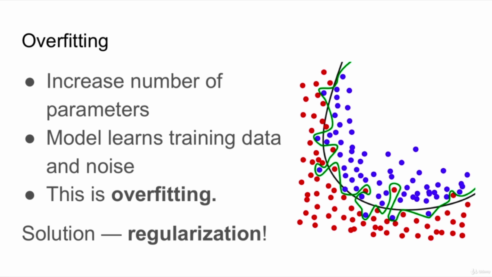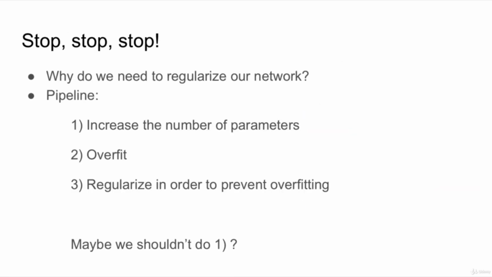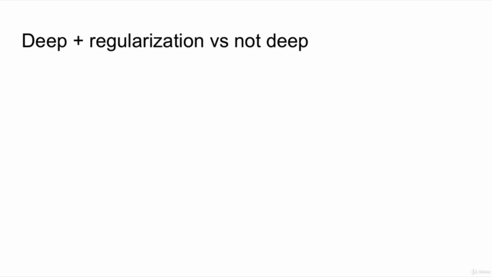The solution to the problem of overfitting is regularization. Stop. You may ask me, why should we regularize the network? Maybe it is better not to increase the model size? So, we have two possible approaches: a deeper network with regularization, or a smaller network without regularization.